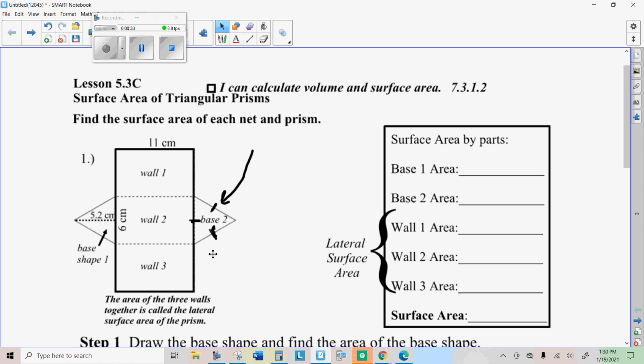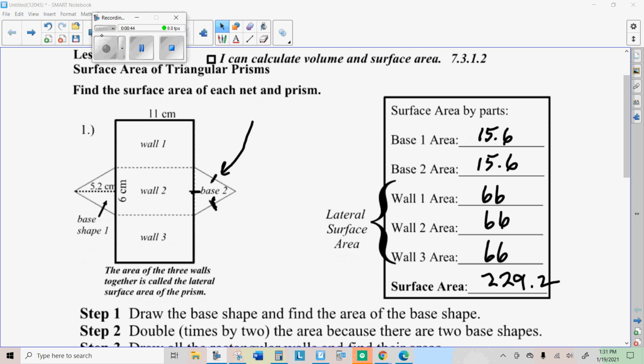All right, so go ahead and see if you can figure out what the area of all these parts are and total up and get the surface area. Do it in pencil just in case you do it wrong. All right, here's what I got.